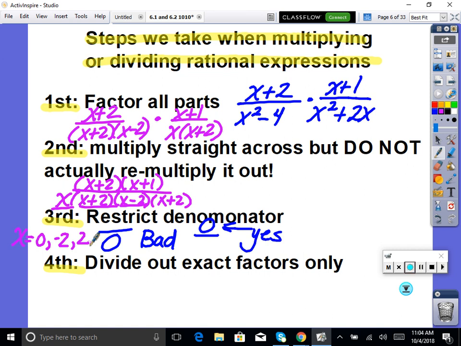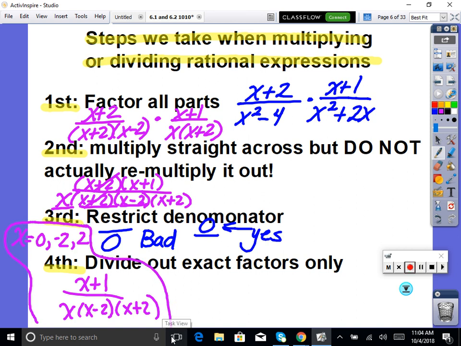Divide out exact factors. Isn't that it? So left on top is x plus 1. Left on bottom is x, x minus 2, and x plus 2. Now everyone listen. That is our answer as long as x does not equal that. Now, you could put it in standard form.